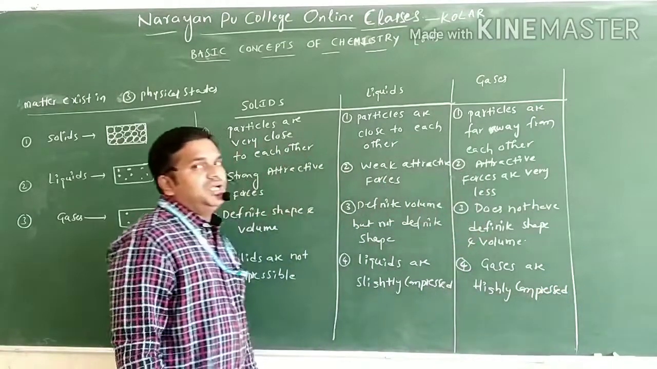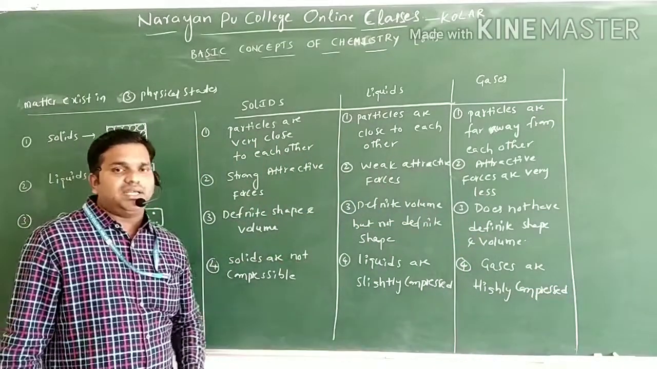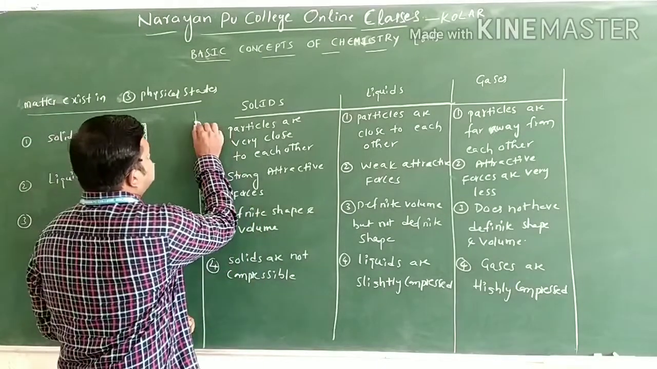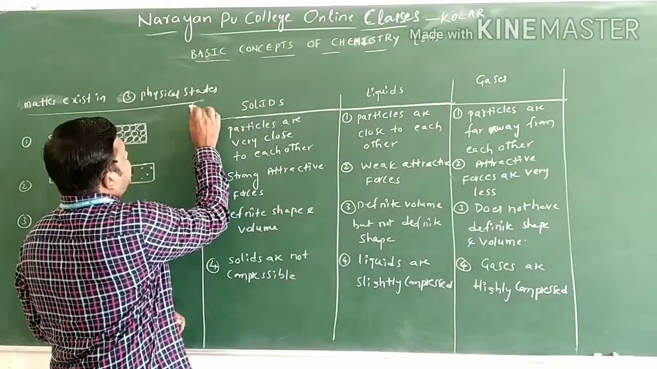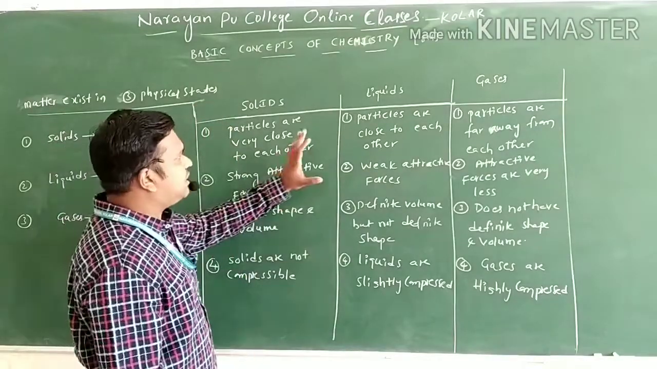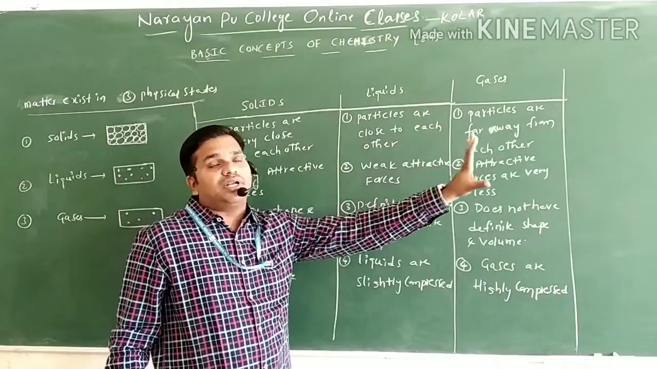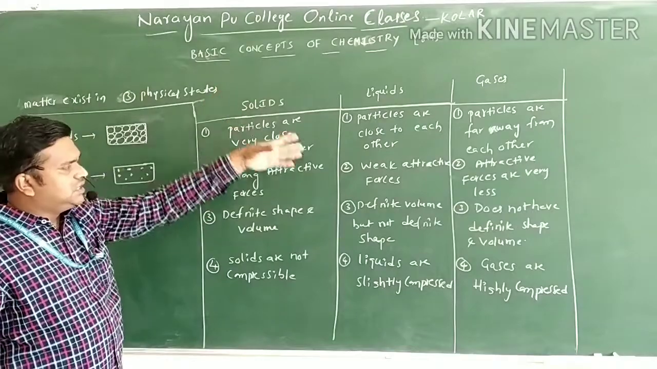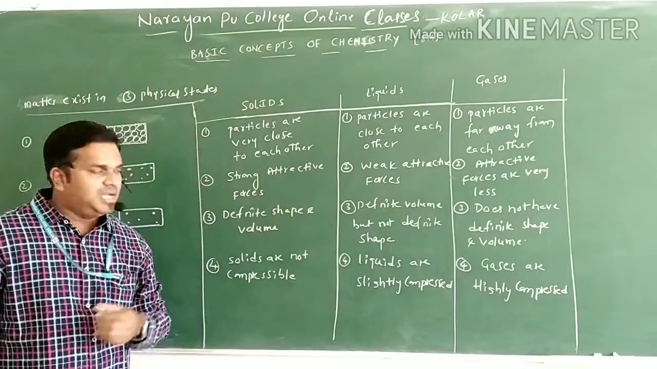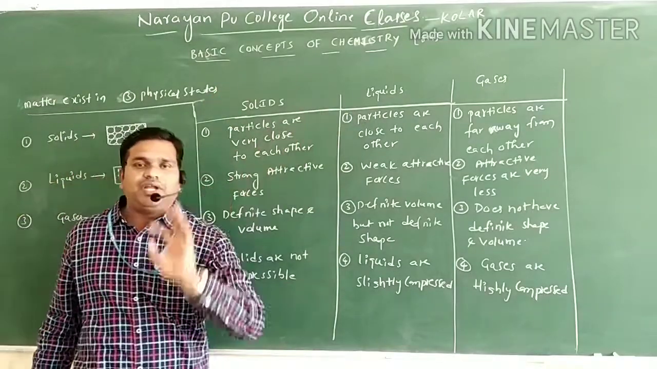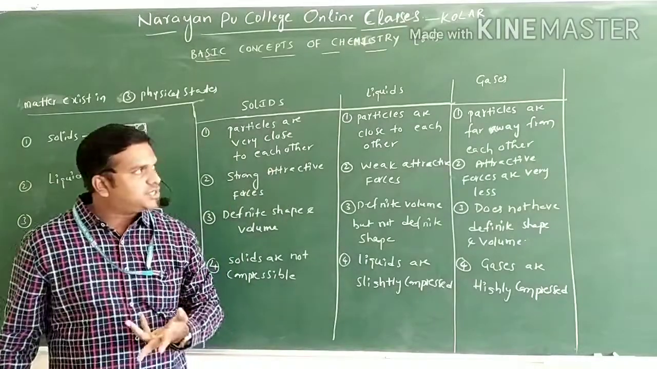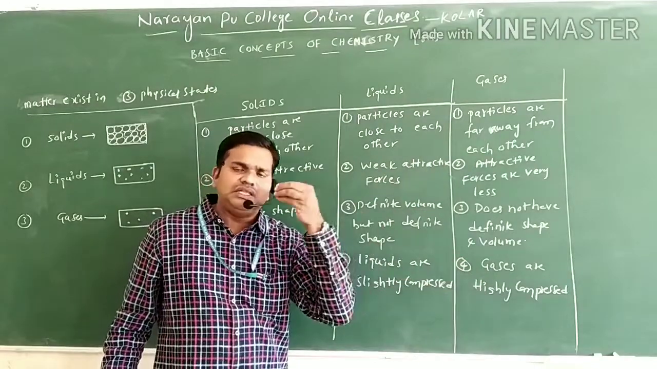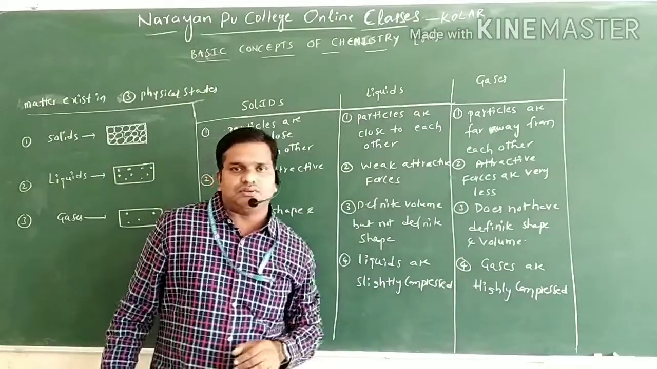Highly compressible. So these are the important differences between solids, liquids and gases. Mainly, these are the three important physical states of matter. For example, for solids you can take an HCl crystal or iron; for liquids, water and bromine liquid; for gases, O2, N2 and H2. All these are examples of which one? Gas molecules.